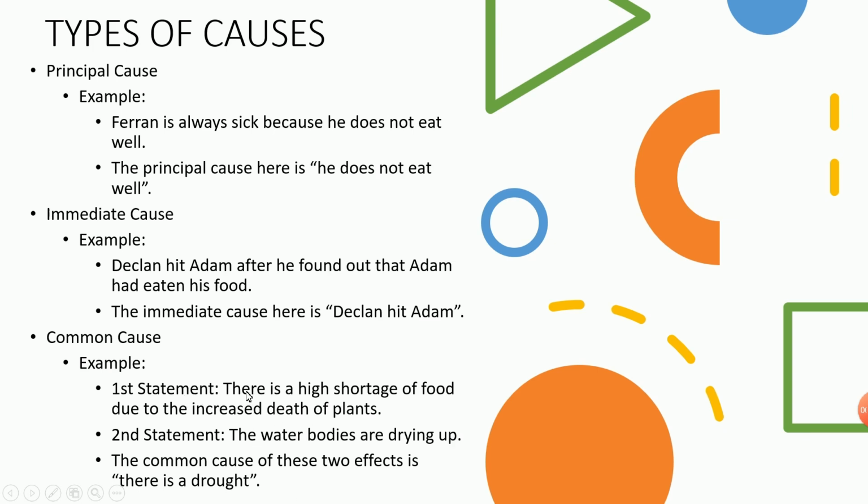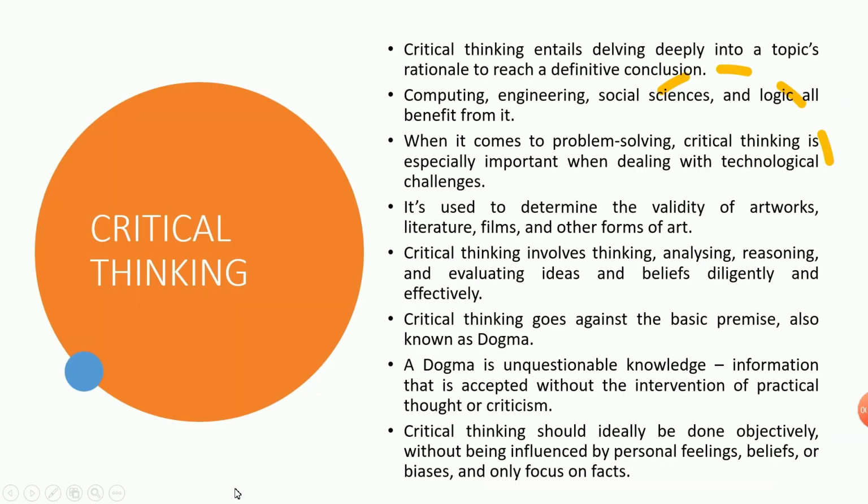See here, this statement is not the same as the second statement, but these two are effects. Why does it come that we are assuming a common cause? That is, there is a drought here. So these are the types of causes.